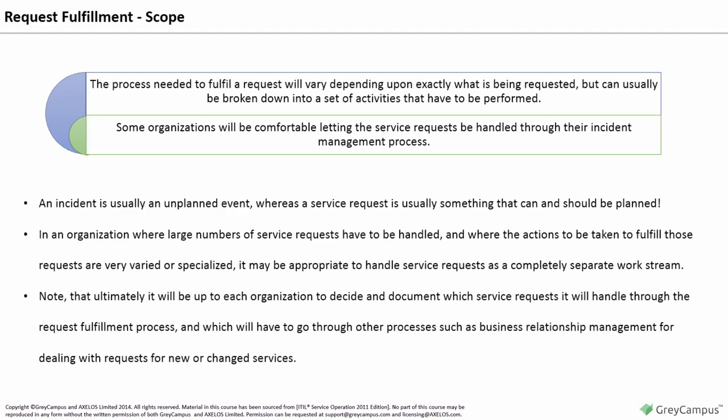Note that ultimately it will be up to each organisation to decide and document which service requests it will handle through the request fulfillment process and which will have to go through other processes such as business relationship management for dealing with requests for new or changed services. There will always be grey areas which prevent generic guidance from being usefully prescribed.